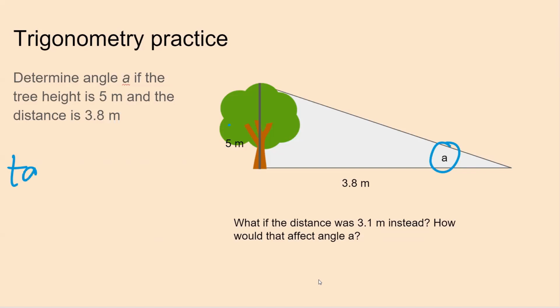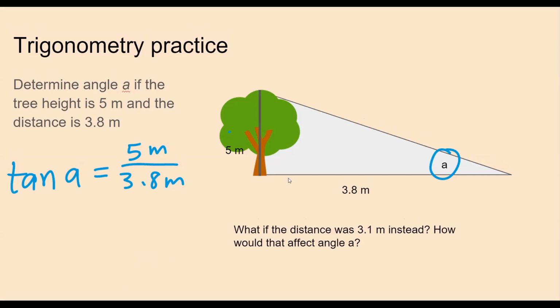Since we don't know the angle, we're just gonna call it A. tan A is equal to the opposite, which is 5 meters, over the adjacent, which is 3.8 meters. Now, you might be thinking we can just input this into our calculator, right? But it's really important to note that if you're looking for angles, you will have to use the inverse of tan or cosine or sine, whatever ratio you're using.